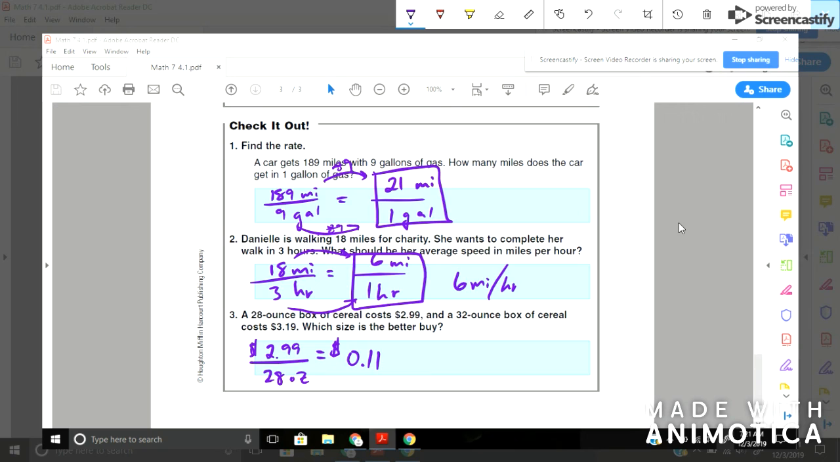And in the next one, 32 ounce costs $3.19. So if you take $3.19 and you divide it by 32, you'd come up with, and if we rounded, 0.099, so we'll round to 0.10, 10 cents per ounce. So again, cheaper is the one that's less expensive. So the 32-ounce cereal box is less expensive. And again, it follows that rule of usually when you buy more, it's a little bit cheaper.